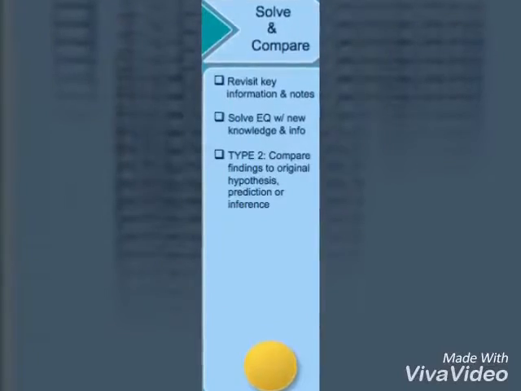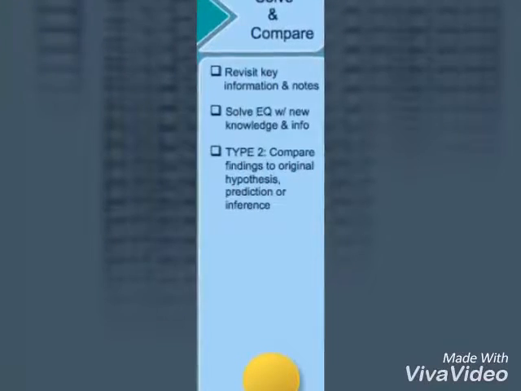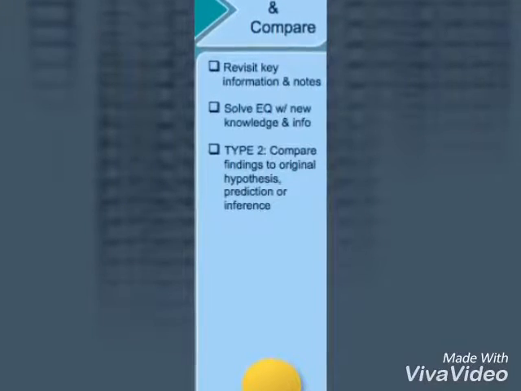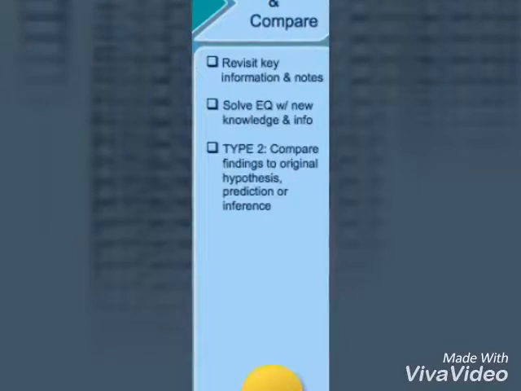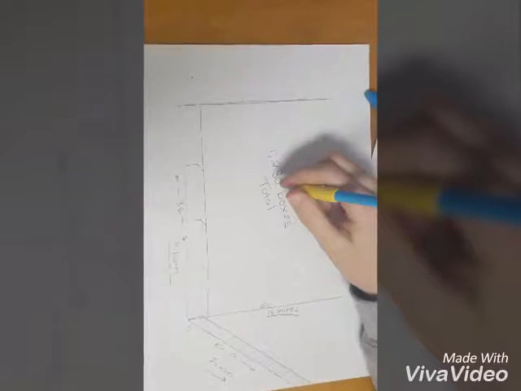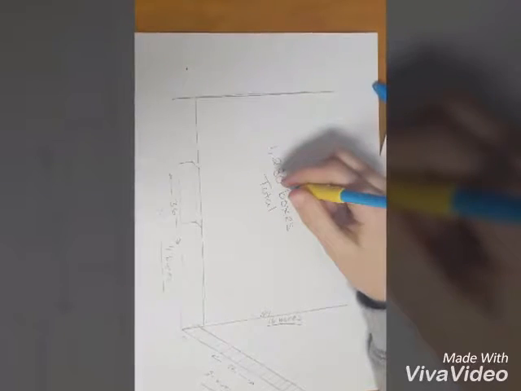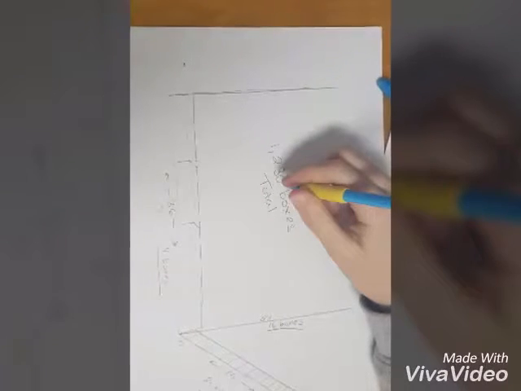Anyways. After this is complete, students will compare their findings to their original hypothesis and report this in a Type 2 writing. Here you can see students took their new learning and applied it to their own box to make sure that they had their calculations correct.